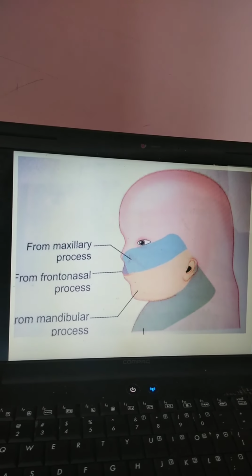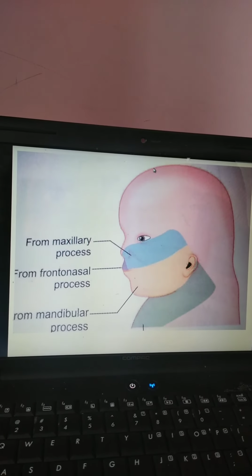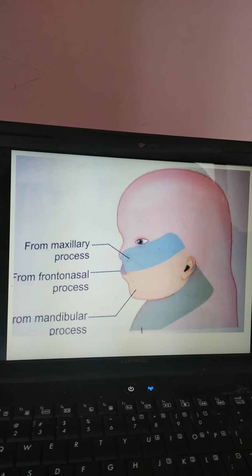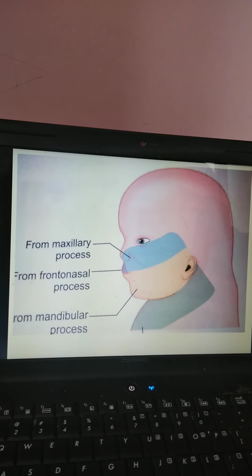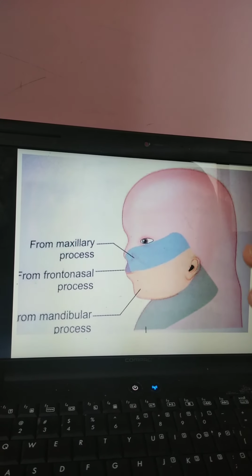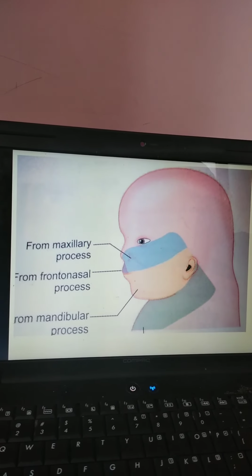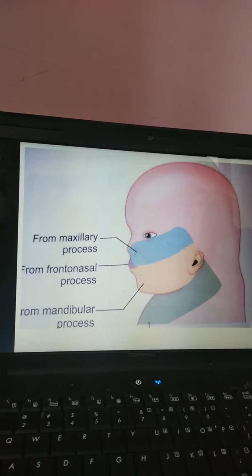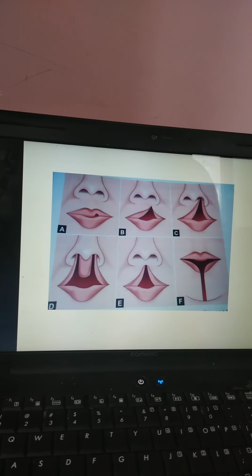Now we will see the development of the eye. The development of the eye we will see later, it is a separate chapter, but here, just for a little bit of knowledge, the region of the eye is first seen as the ectodermal thickening that I told you.